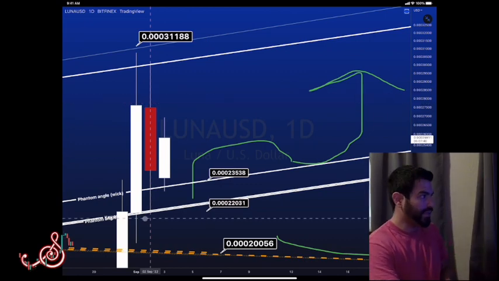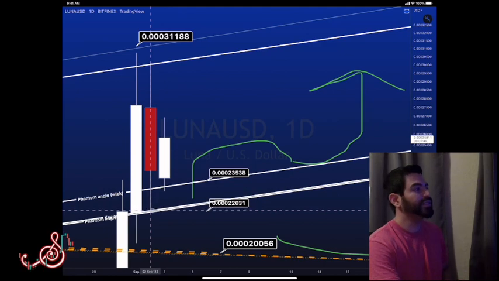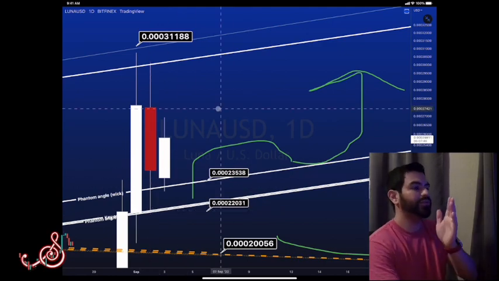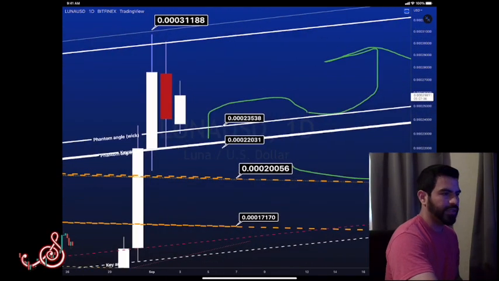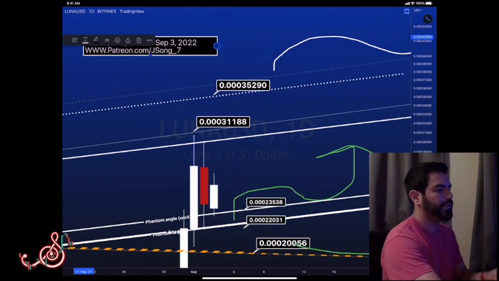It came all the way back down, kissed the line. Somebody got in here at these prices. Fantastic. What's supposed to happen after this? We're supposed to either round or build right up. Now, if I were to look at, let's just take a screenshot of that so you guys are aware first.